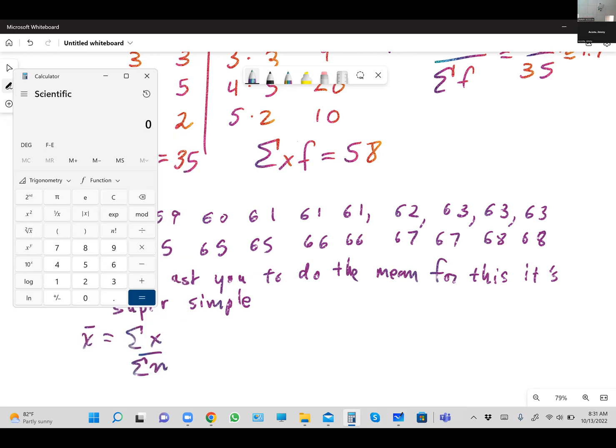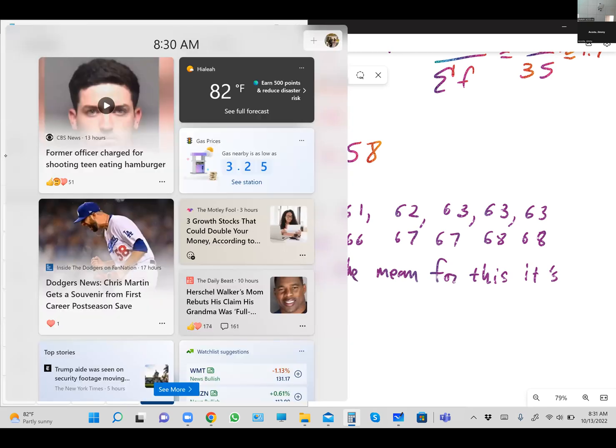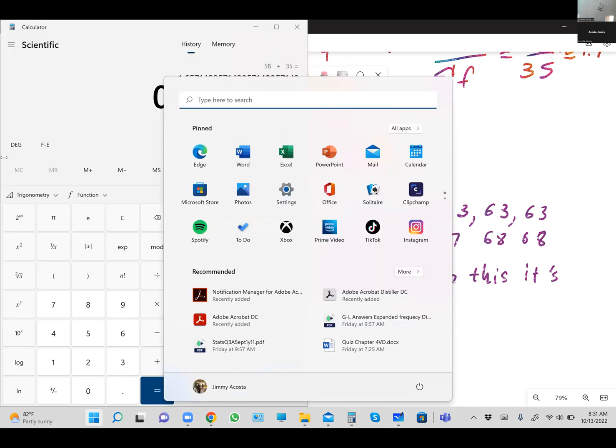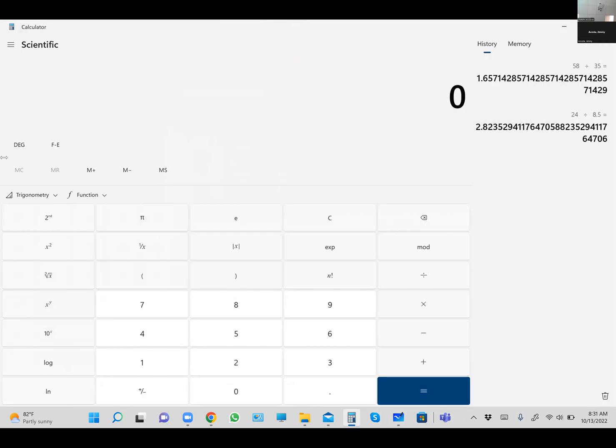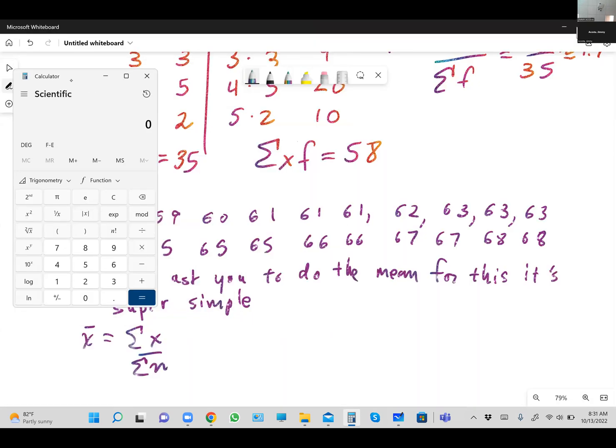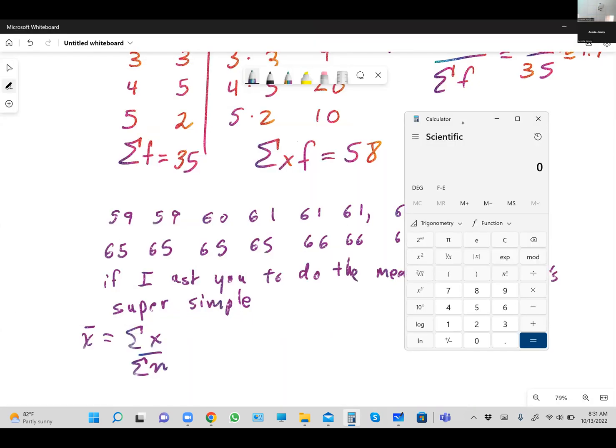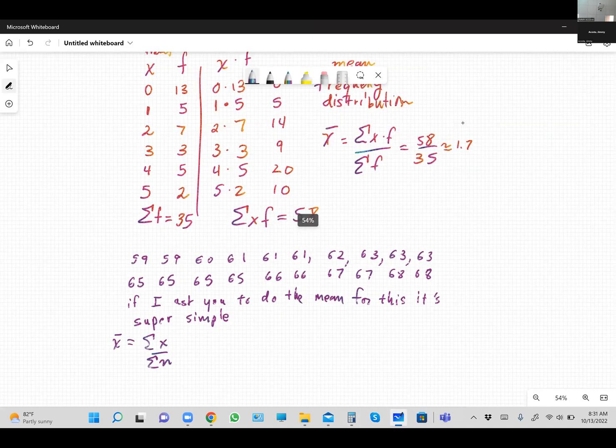All right, wait. I can't see anything. There we go. That's better. I don't have space. All right, pull out. Now I have a little bit more space.